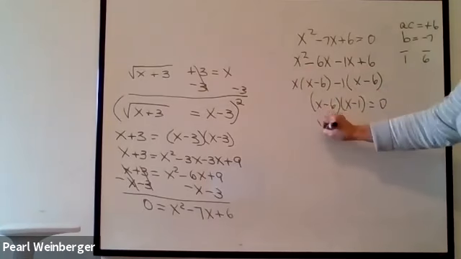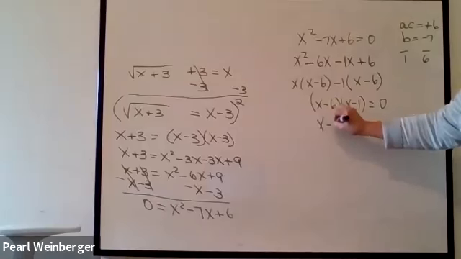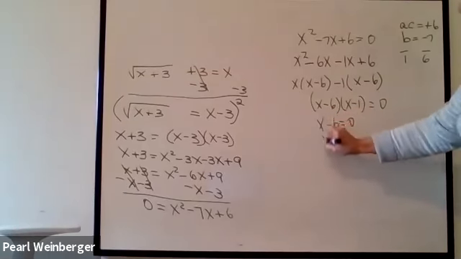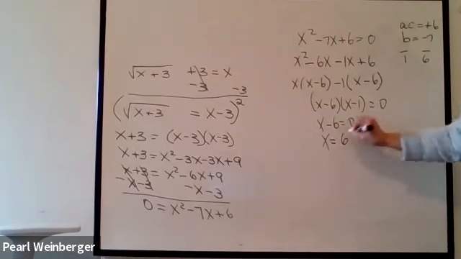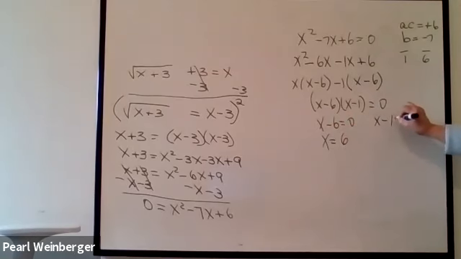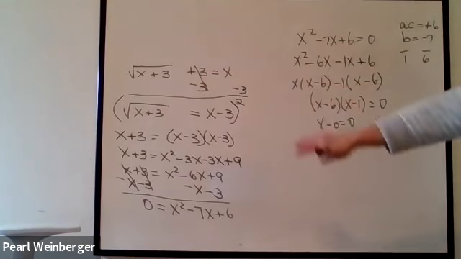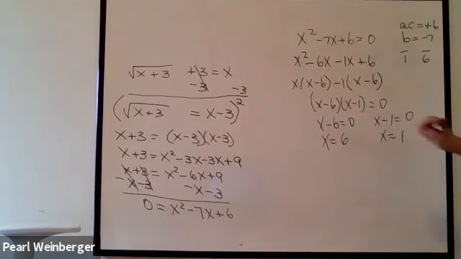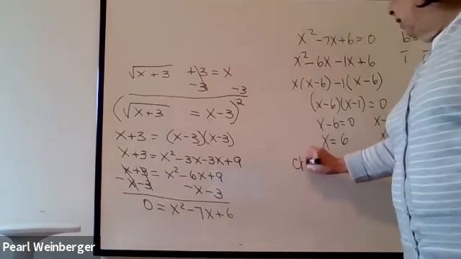I set each of these equal to 0. X minus 6 equals 0 gives me x equal to 6. And x minus 1 equaling 0 gives me x equal to 1. So it looks like I got 2 answers. A lot of work involved to get 2 answers. But remember, this is a radical equation. Radical equations have to be checked. So let's check our answers.